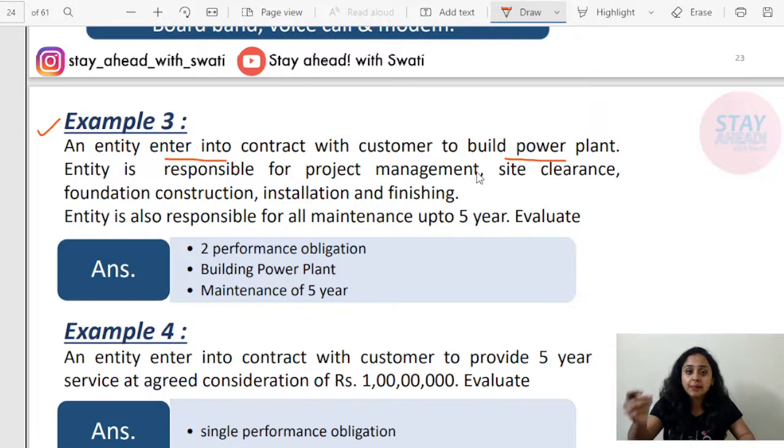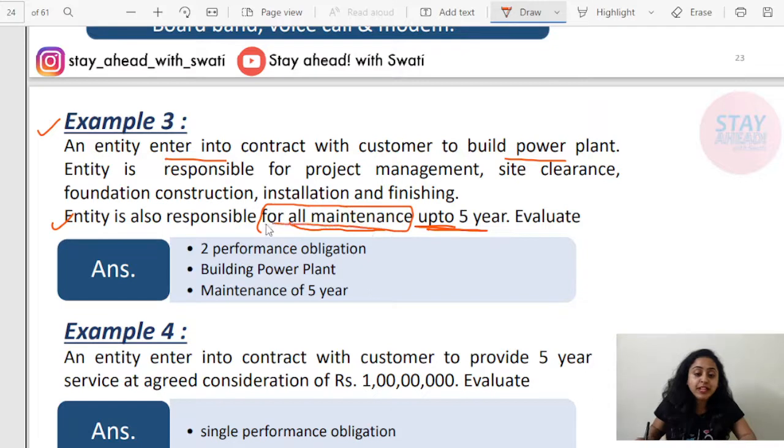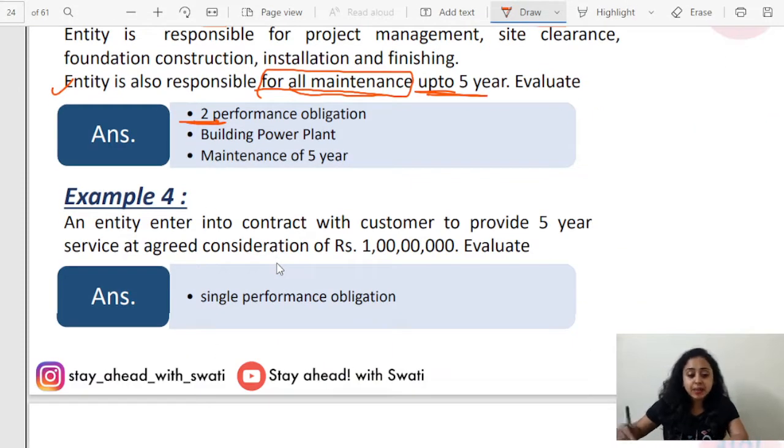What's new in this example? See further, the entity is also responsible for all maintenance up to 5 years. There is a separate service of maintenance being promised up to 5 years. So there will be a separate performance obligation. Construction of that particular power plant and delivering the same is one performance obligation. Secondly, the 5-year maintenance service is an entirely separate performance obligation. So, 2 performance obligations.